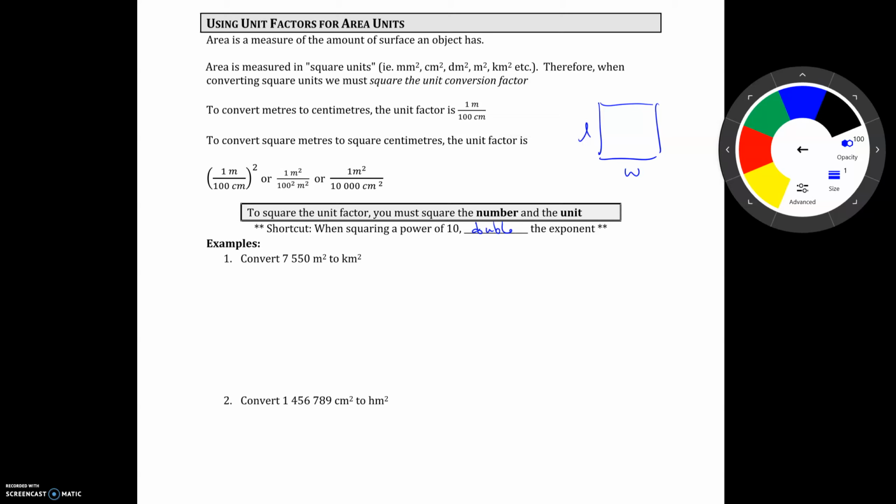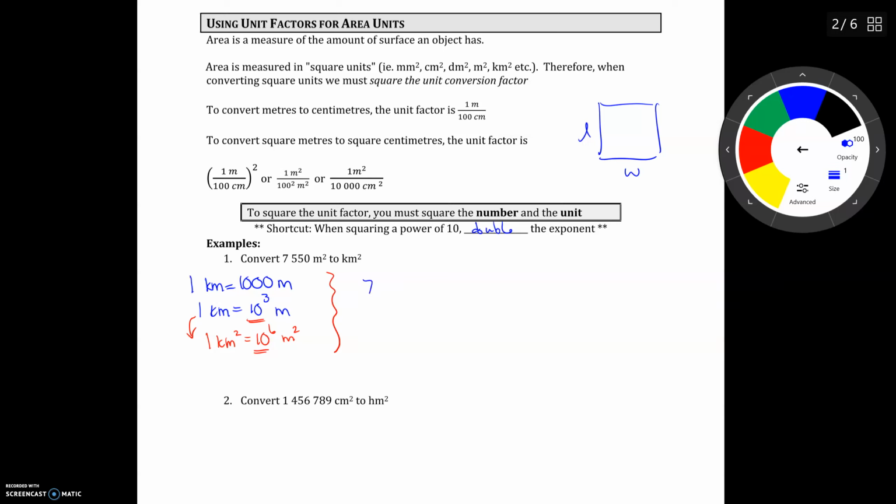exponential form. So if I want to convert from meters to kilometers, I'd start by thinking about, well, what's my standard conversion factor between meters and kilometers? Well, I know 1 kilometer is 1,000 meters, so 1 kilometer is 10 to the power 3 meters. Because I'm converting an area, 1 square kilometer is 10 to the power 6 meters squared, right? So I'm squaring the conversion factor, okay? Because it's a power of 10, my shortcut is I can double the power of 10.